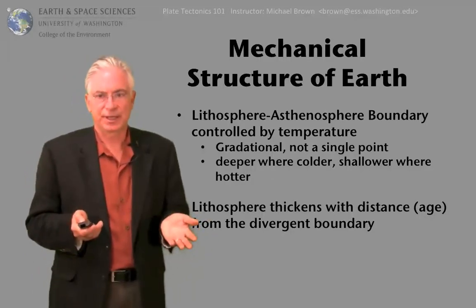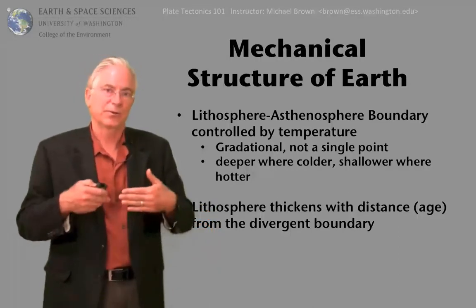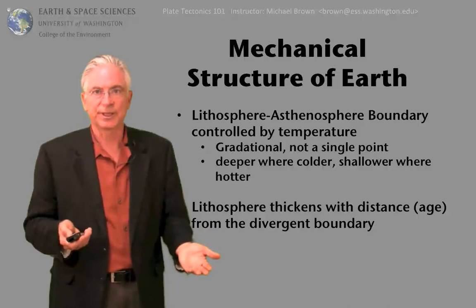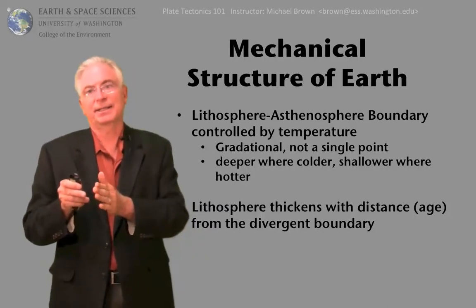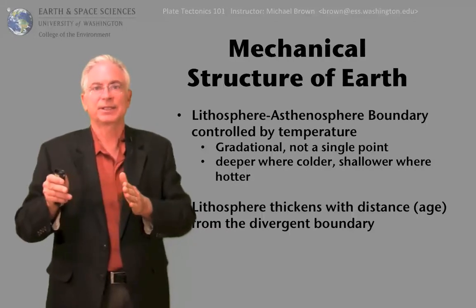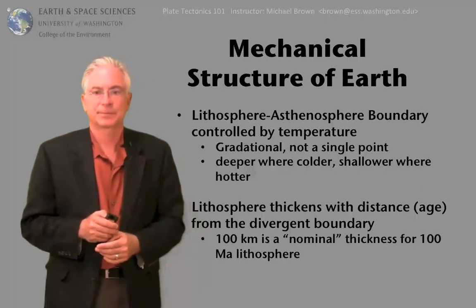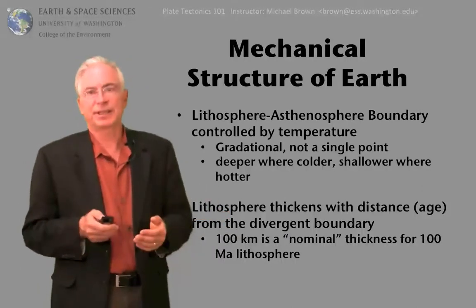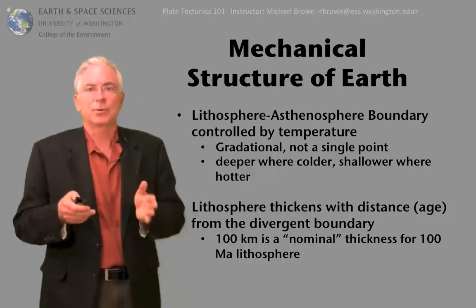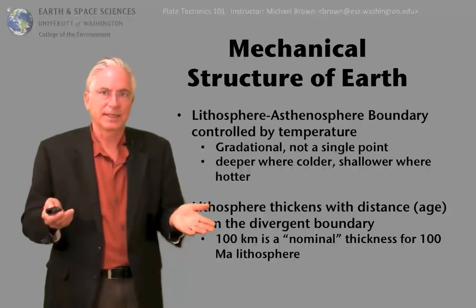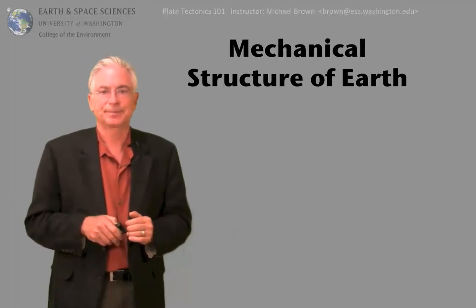Typically, the lithosphere thickens with distance as you move away from divergent boundaries. So the farther you are from the boundary, the older the lithosphere is. The lithosphere forms at the spreading center. It has zero thickness there, and it simply gets thicker as the mantle cools and moves away from the spreading center. A nominal typical thickness for the lithosphere is about 100 kilometers. So as you get older and older, it gets thicker and thicker, but a nice reasonable number to keep in mind is 100 kilometers.